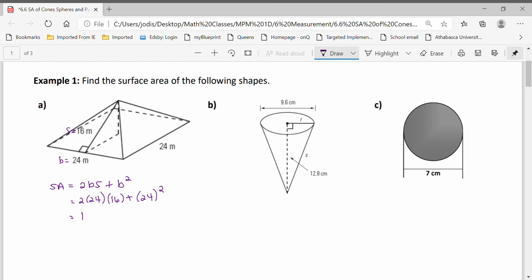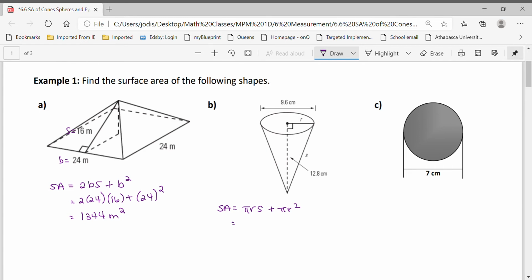Okay, and we get 1,344 meters squared. Remember, surface area is always meters squared. If we try this for our cone, the surface area formula is pi r times the slant height plus pi r squared.